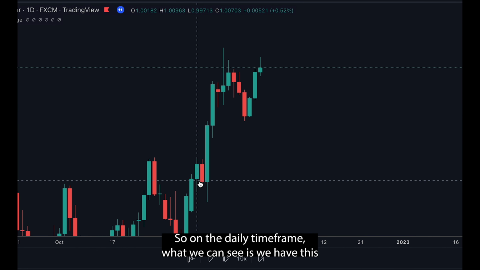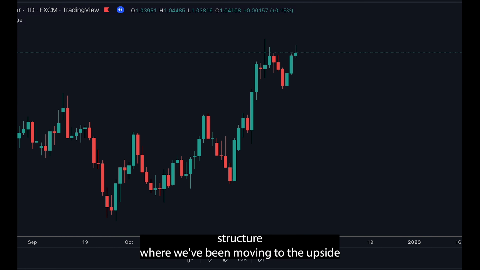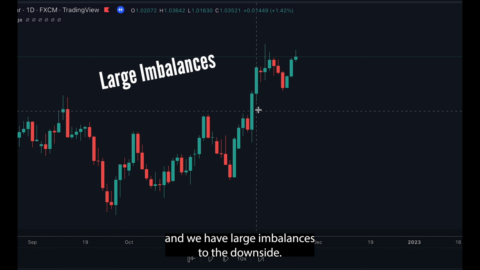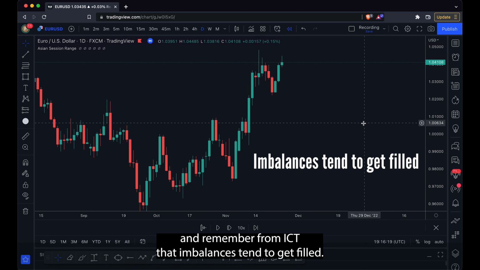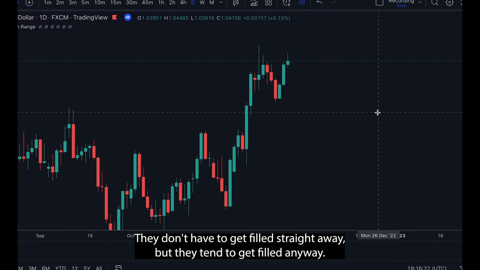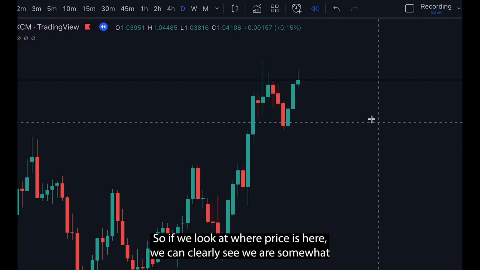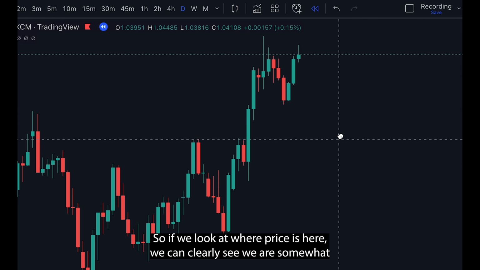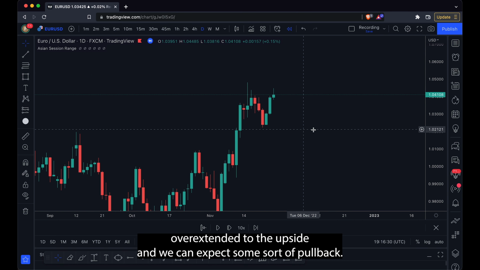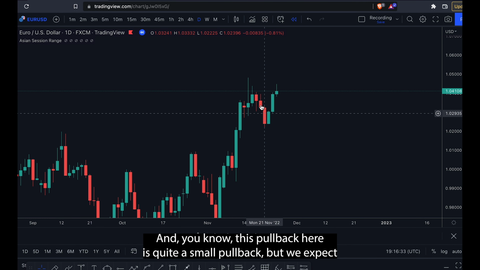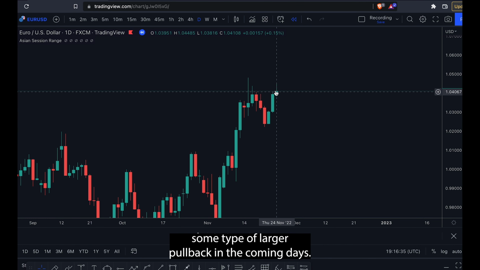On the daily time frame, what we can see is we have this structure where we've been moving to the upside and we have large imbalances to the downside. I remember from ICT that imbalances tend to get filled. They don't have to get filled straight away, but they tend to get filled anyway. So if we look at where price is here, we can clearly see we are somewhat overextended to the upside and we can expect some sort of pullback.